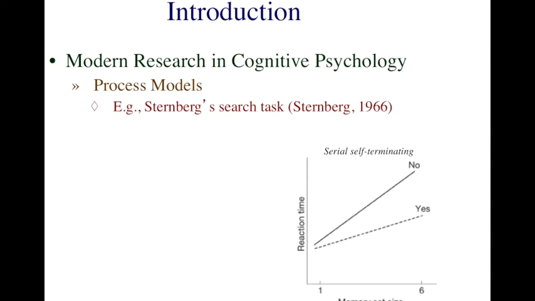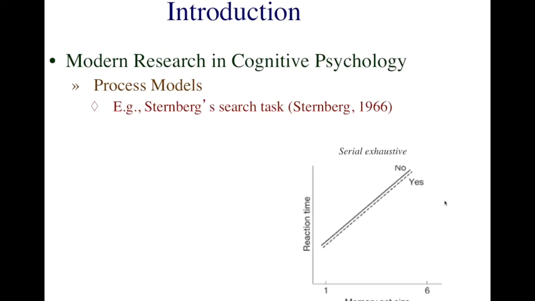Oh sure, there'll be some trials where you have to search all of them, but then there'll be other trials where it's the first item you search. So on average, you'll only have to do half as much searching. And that means that you should see a difference in the slope of these 2 functions. The slope for no should be twice as steep as the slope for yes.